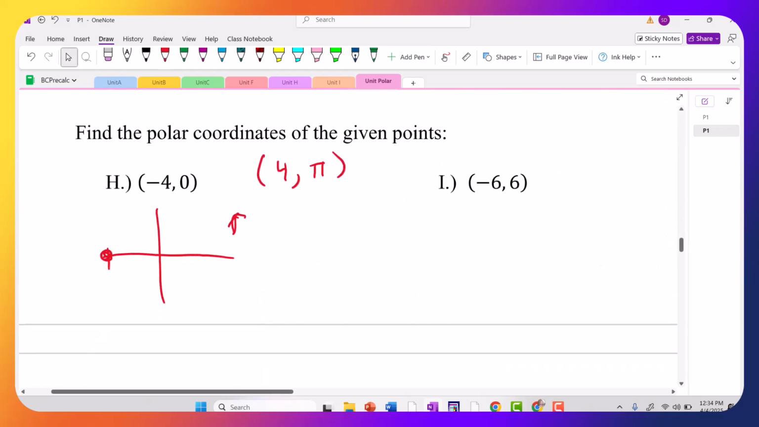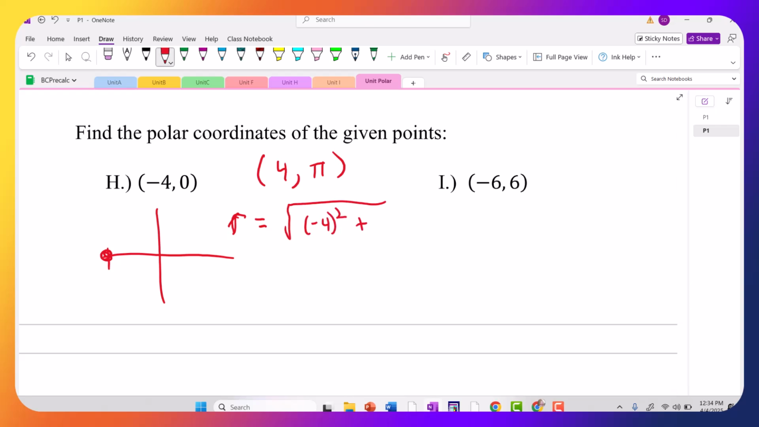So that's normally what we would see in a book. So this is negative 4 squared plus 0 squared. Yeah, that's 4. I got it. But here's the problem with theta. And really what theta is, is inverse tan. So if tan theta equals, then it's inverse tan of 0 over negative 4.